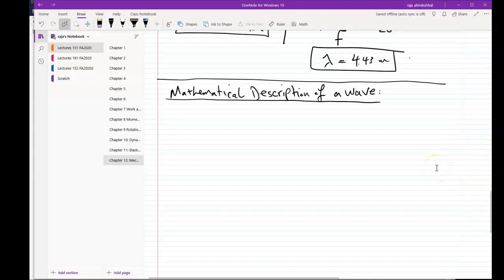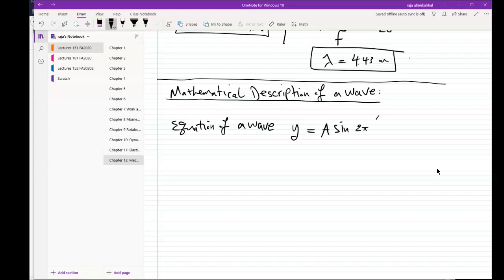Let me write it down for you. So this is called the equation of the wave of a wave on a string, that is. Okay? And it's equal to y equals A sine 2 pi parentheses t over tau, tau being the period, remember that, minus x over lambda.